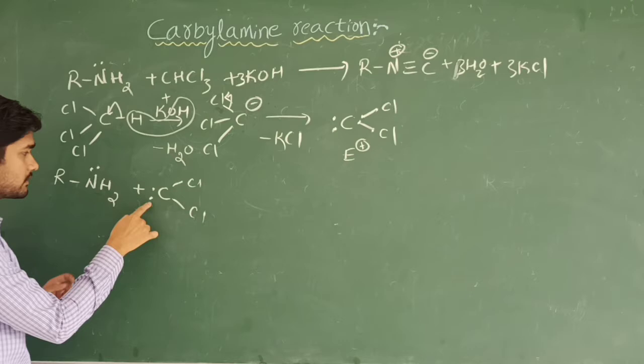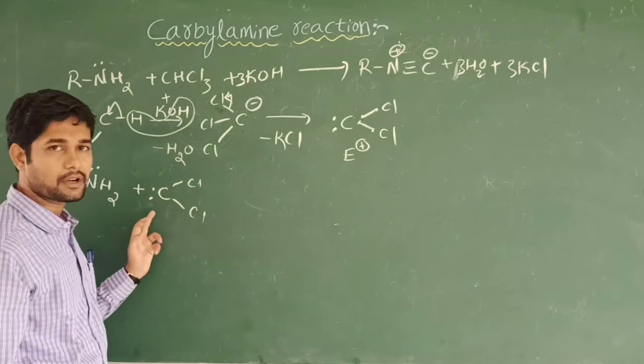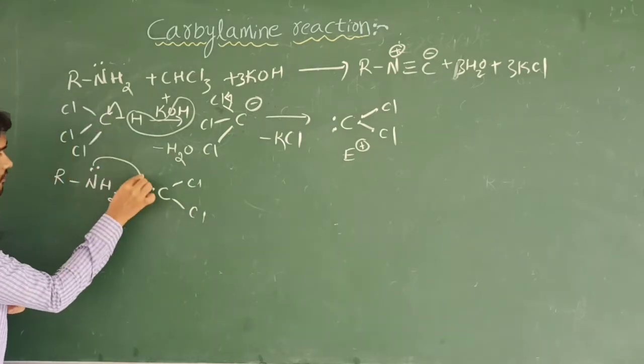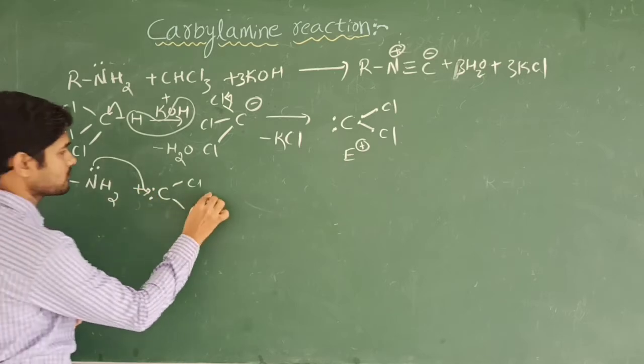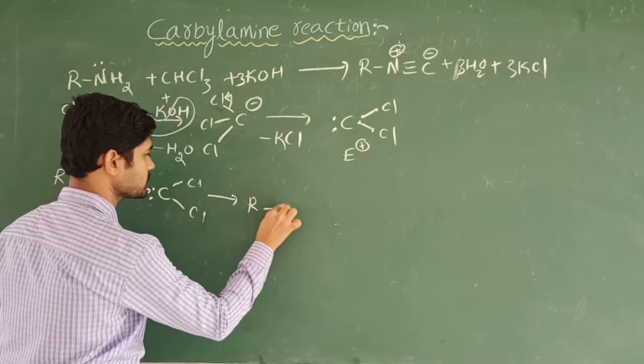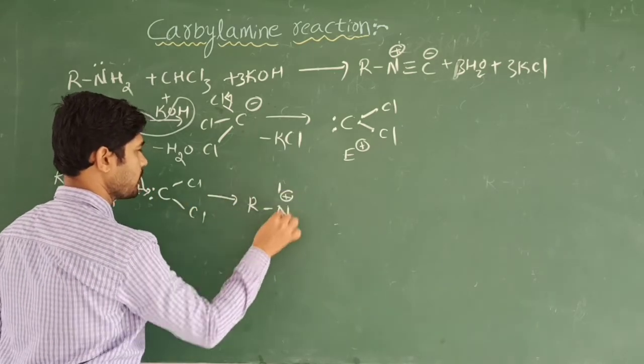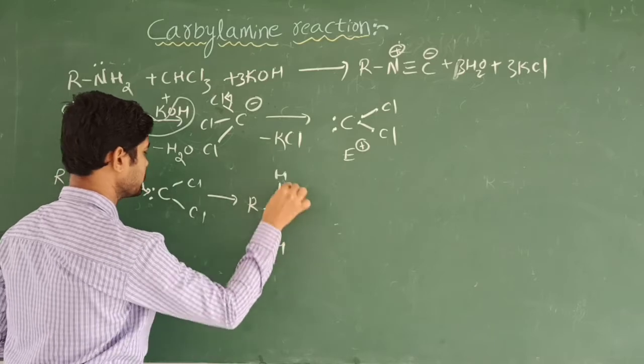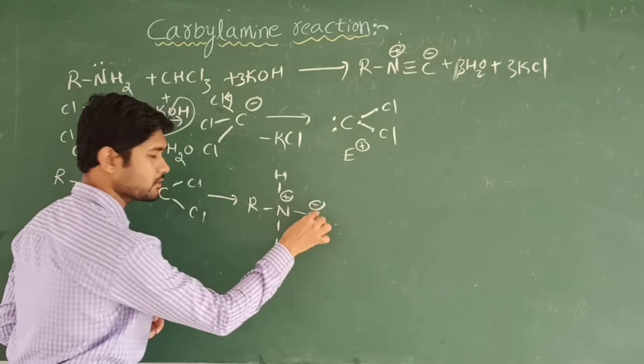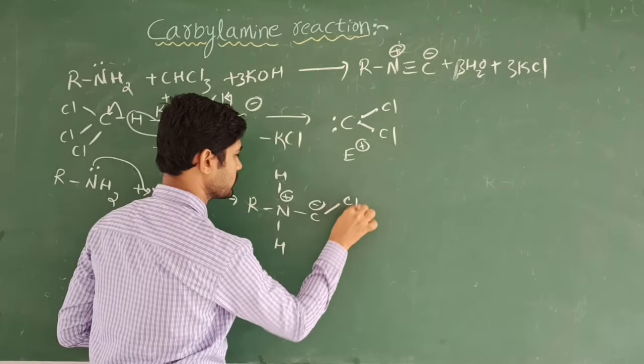So you should not think this is a lone pair. This is called non-bonded electrons. So when this lone pair interacts with this carbene, now nitrogen gets the positive charge, and hydrogen will be there, and this is carbon, still with a negative charge on the carbon atom, and the chlorine.